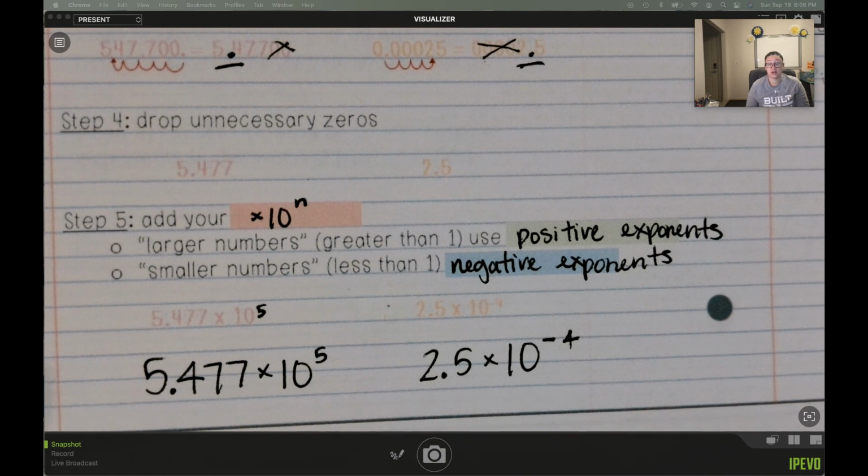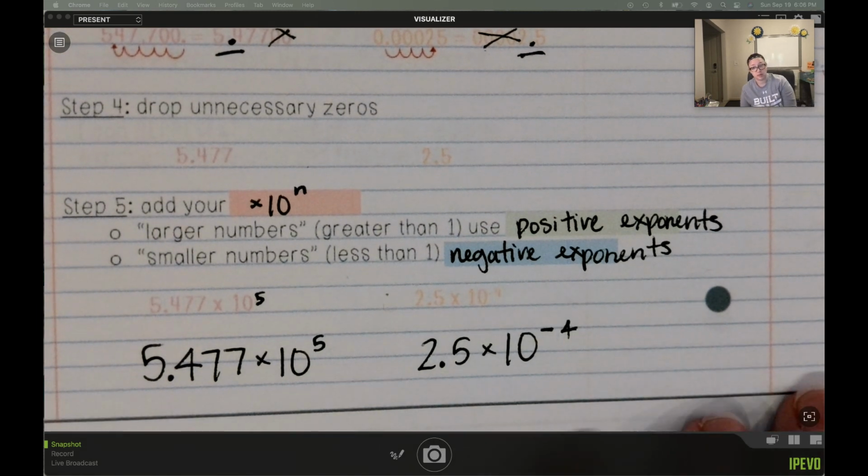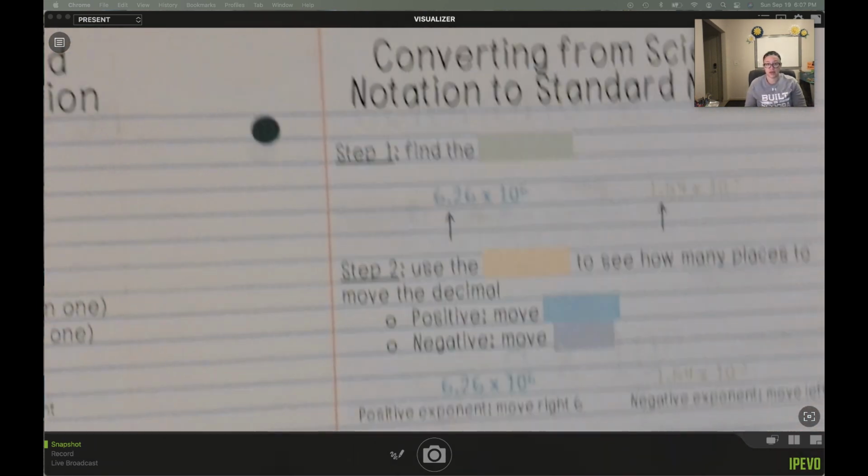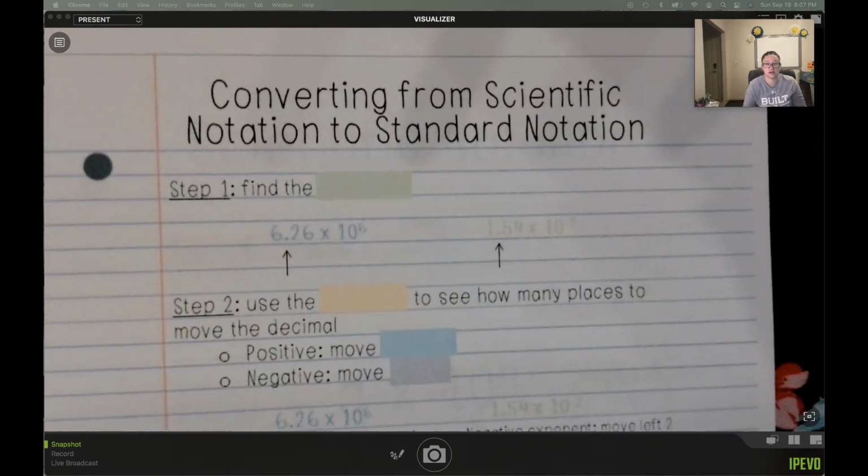If you need to pause, rewind, go back, see that again, please do. Otherwise, I'm going to move on to the next section where we go from scientific notation into standard form, back to the normal way that we're used to seeing our numbers.